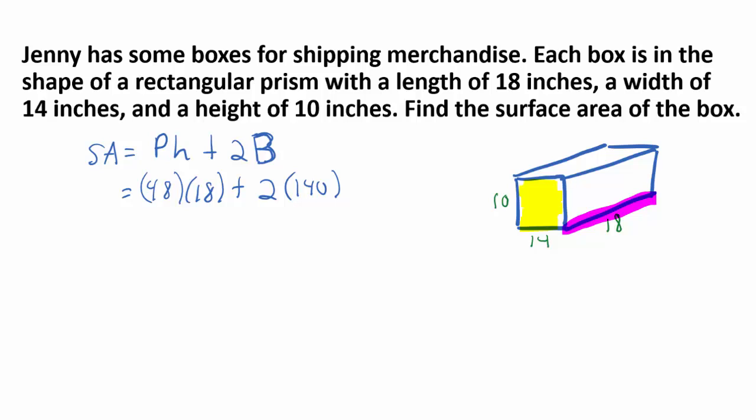There's our surface area formula, and from here we've got all our numbers. We can just do some math here. 48 times 18 is going to be 864, plus 2 times 140, which is going to be 280. Add those two numbers together, and you've got 1,144 inches squared. Okay, 1,144 inches squared is going to be the surface area of our box.